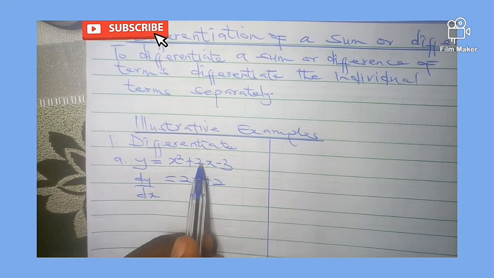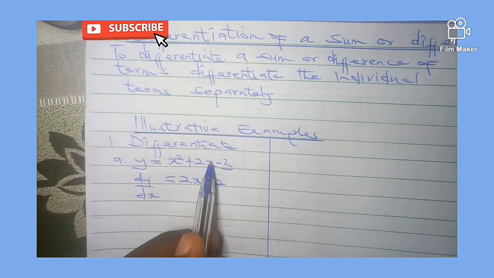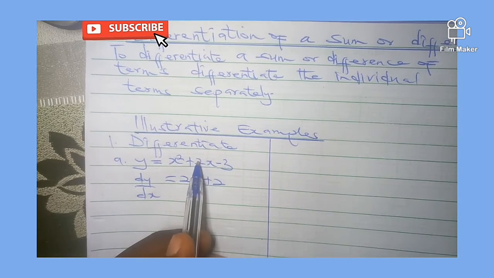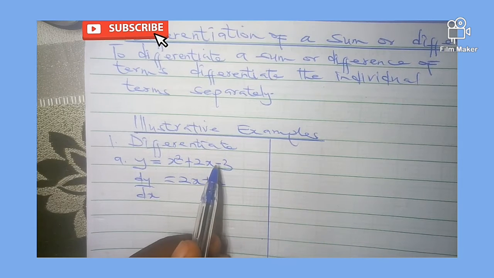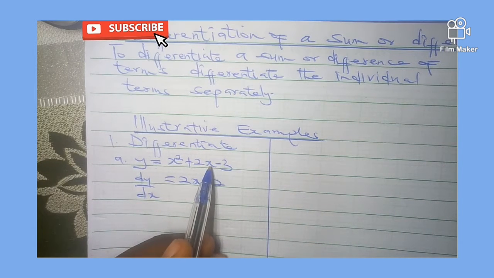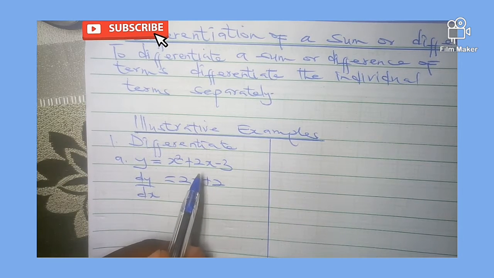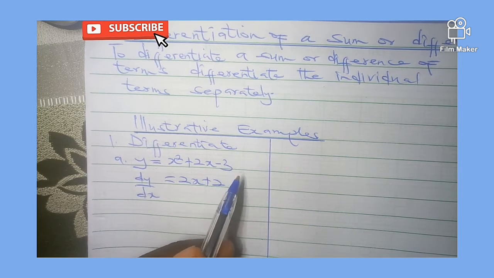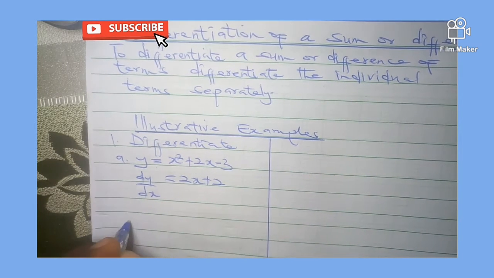And over here the 2 is a constant, and this x has power 1. So this will be multiplied by the 2, and the power will be reduced by 1, making 0. So we have x raised to the power 0, which is 1, and 2 times 1 gives me 2. And as usual, as soon as you differentiate constants, you get 0. Good. Let's try another one.